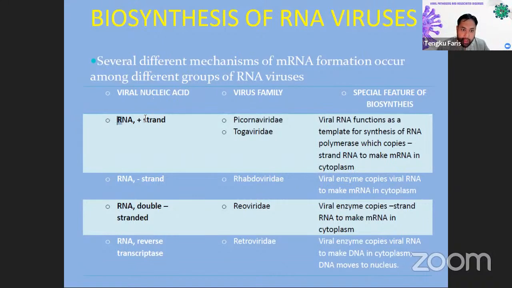Here I put RNA positive strand viruses like Picornaviridae and Togaviridae. They have the capability to synthesize RNA polymerase, which copies the negative strand RNA to make mRNA in the cytoplasm. Okay, so this is how we make the virus.